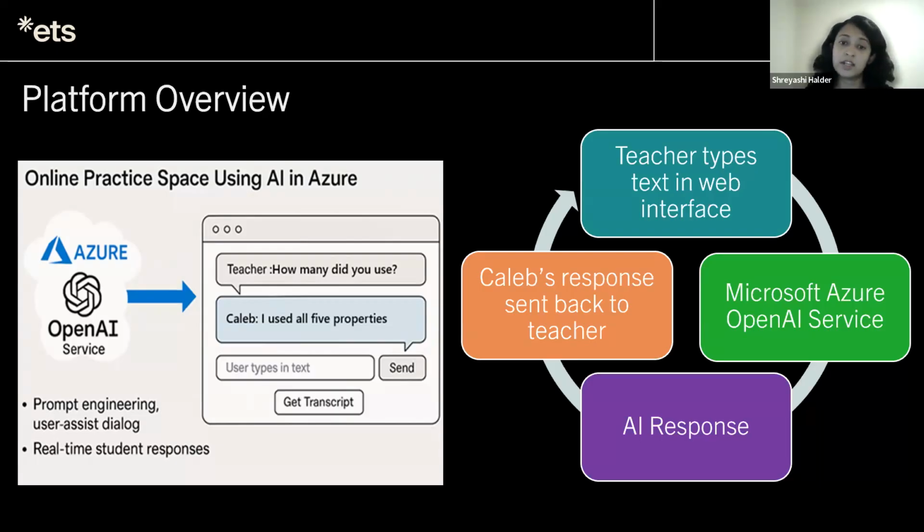Every interaction between the teacher and the GenAI student is recorded. After the session ends, the complete chat is automatically saved into an Excel file so participants can review or analyze their teaching moves later. The next slide.